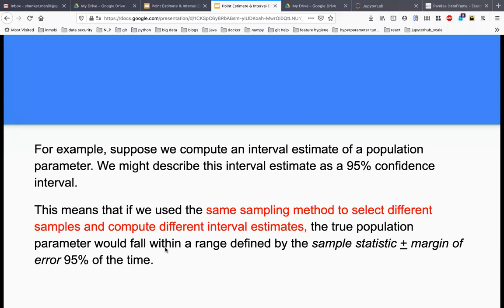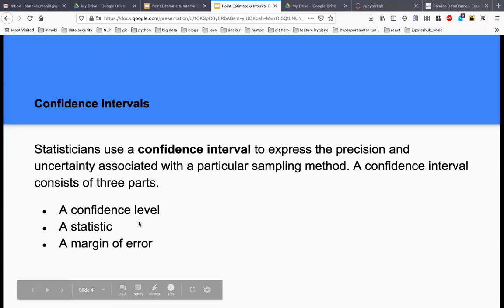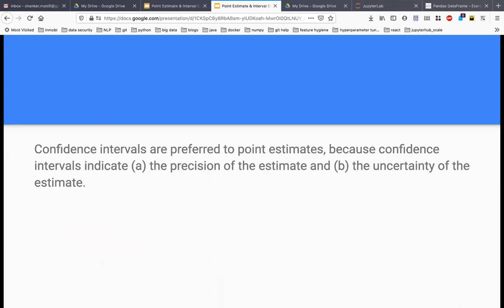Is this sentence clear? What does a confidence interval give you? Any questions, any doubts? So there are three things here: confidence level, statistic, and margin of error. Let's see an example, and you will understand.